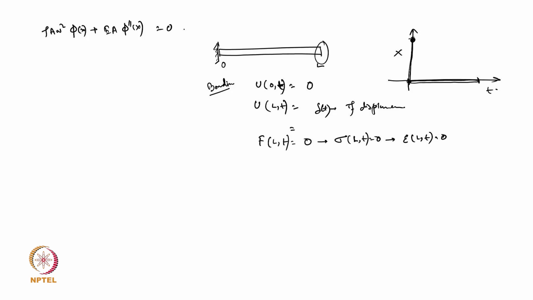Now what is strain? Strain is del u over del x of L comma t equal to 0. You got that point? So that becomes your boundary condition. Got it? Okay, now the initial conditions.